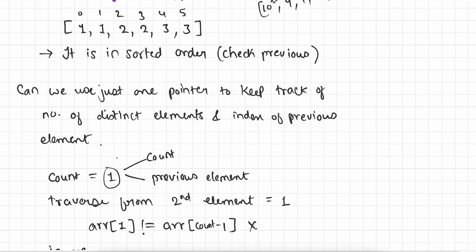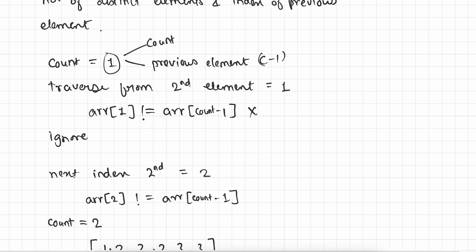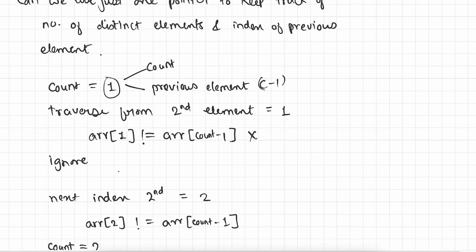So here count is helping us in two ways. First, it is keeping track of all the distinct elements, and it is helping us to find the previous element, because count minus 1 is going to give the previous index. So we check if 1 is equal to the previous element or not. In this case 1 is equal, so we simply ignore it. And then we simply go to the next index. Next index is the second index.